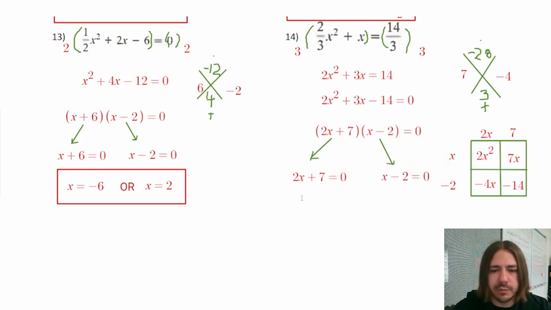The first one, we'll start by subtracting 7 on both sides. 2x equals negative 7. Then divide both sides by 2, so I get x equals negative 7 over 2. Then here we just need to add 2 to both sides. So 0 plus 2 is just going to be 2. So we get x equals 2.